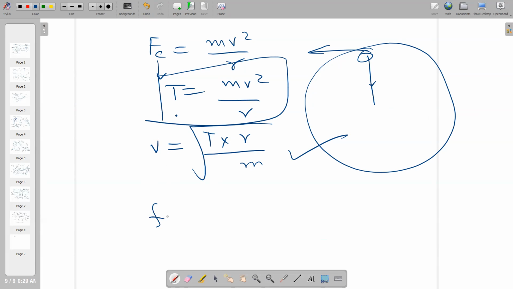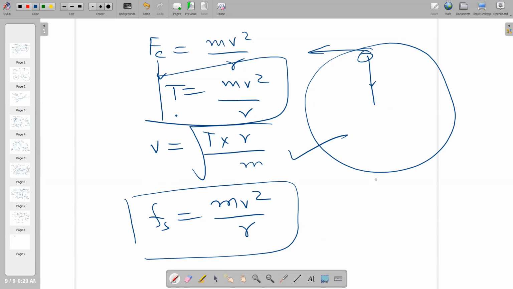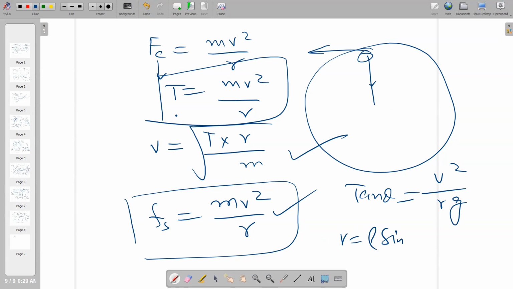The second thing is Fs is equal to mv square over r. This is for the frictional force. The third one is the banked road. In the case of a tilted road, the formula is the same as in the conical pendulum, v square over rg. But in the case of the conical pendulum, we take r equal to L sin theta. Others are the same. So this is all about chapter number 6.